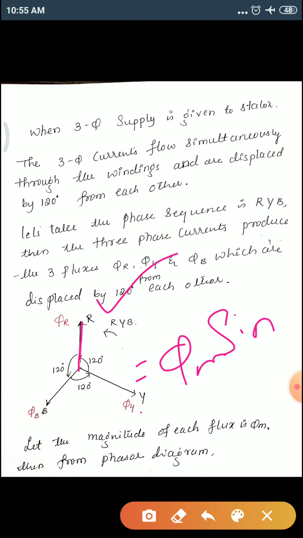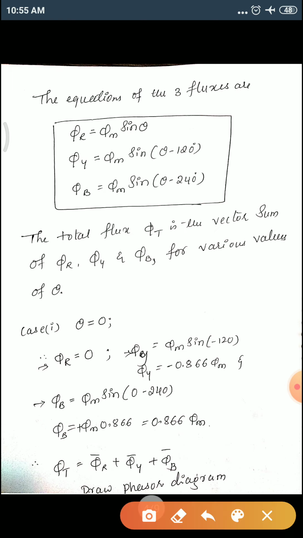Phi y will be equal to phi m sine of theta; it is going to be produced after 120 degrees, therefore it will be theta minus 120 degrees. Similarly, observe here, phi r we have taken as a reference, right? Phi y will be phi m into sine of theta minus 120 degrees, because phi y will be produced after 120 degrees.